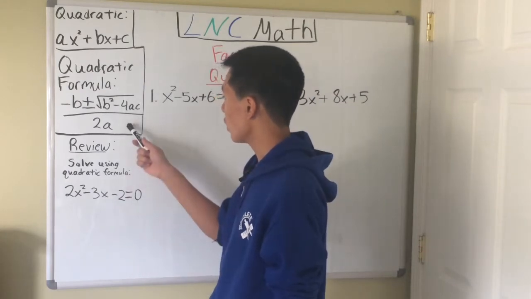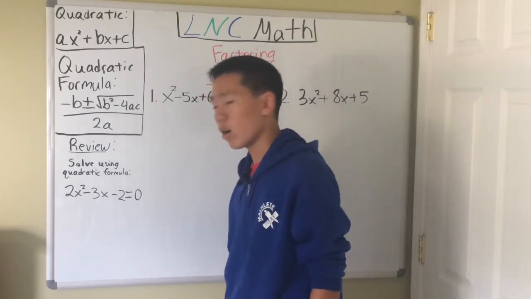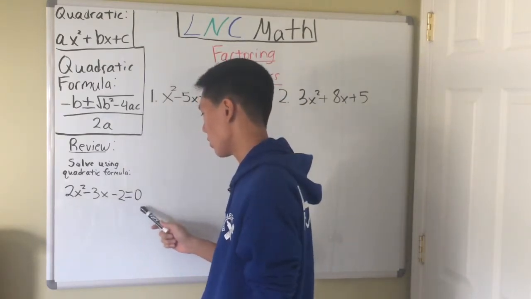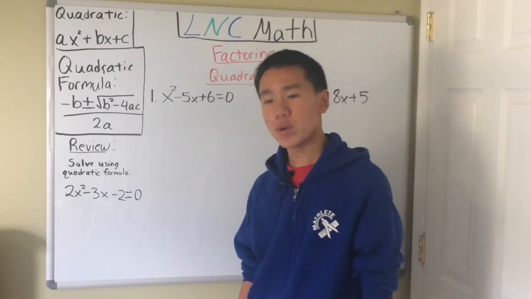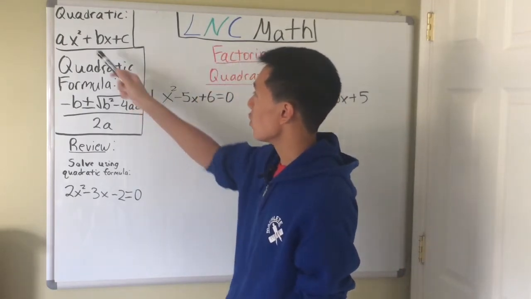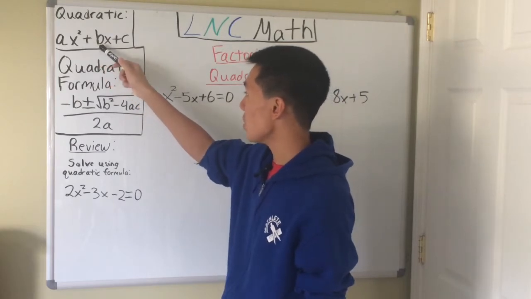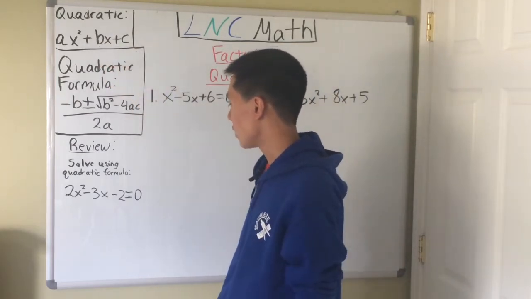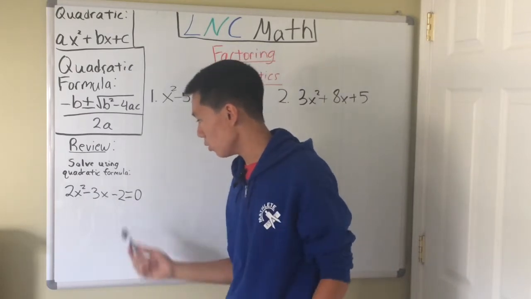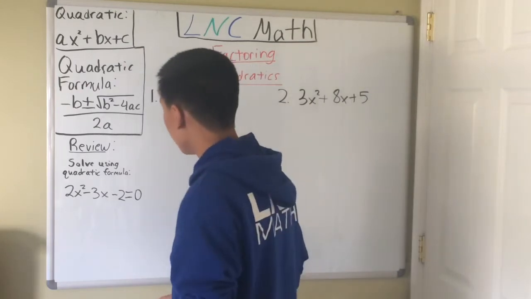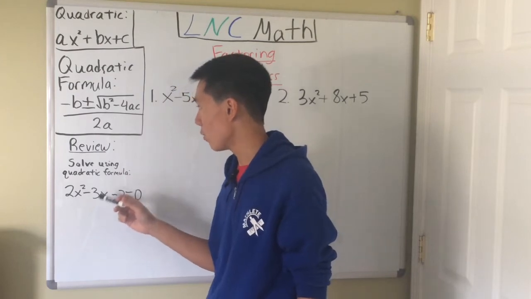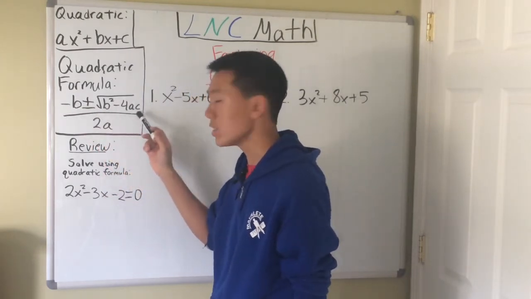Last video, we learned the quadratic formula and how to solve with it. So let's apply what we learned last video to this equation right here. 2x squared minus 3x minus 2 equals 0. So we know a quadratic is in the form of ax squared plus bx plus c. And as you can see, there's an x squared right here, an x, and a constant. So this is indeed a quadratic. But in order to use the quadratic formula, we have to identify our variables, our a, b, and c.